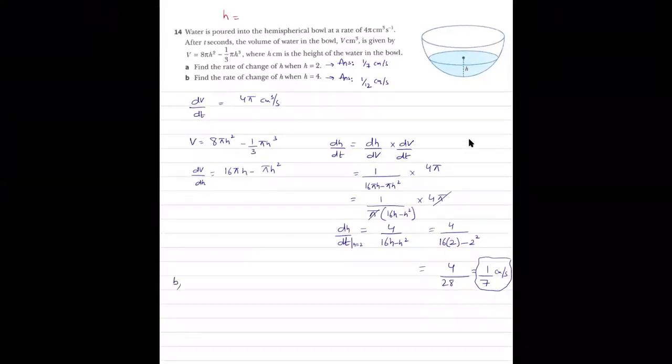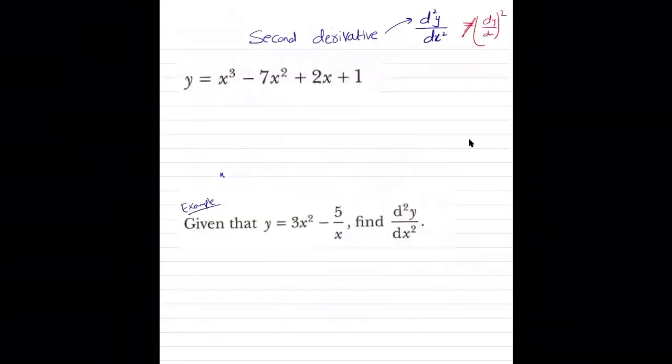To find the answer for the second part, dh by dt when h is 4, I'm just going to use the same expression and plug in 4. So 16 times 4 minus 16 is 48, and 4 over 48 is 1 upon 12. All right. Yes, sir. Okay. Can I move on? Yes, sir. Okay.